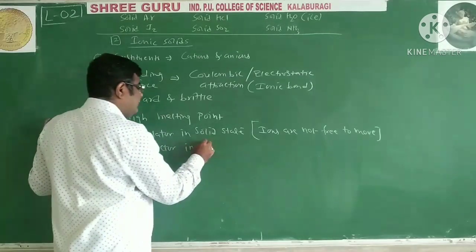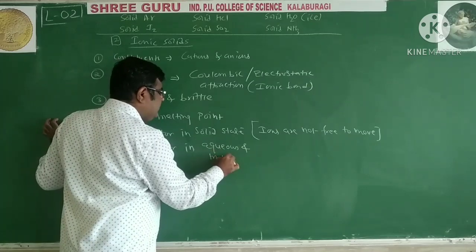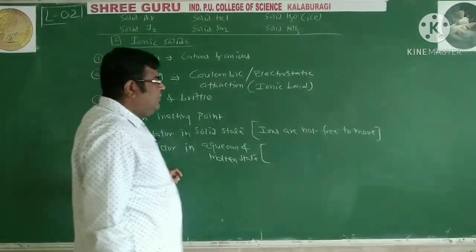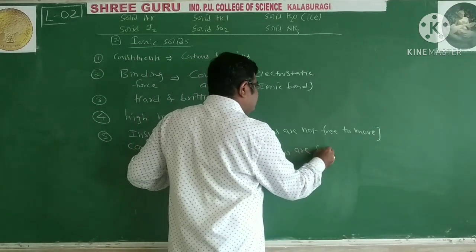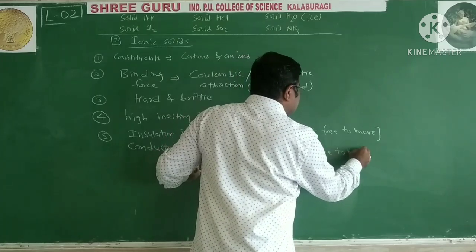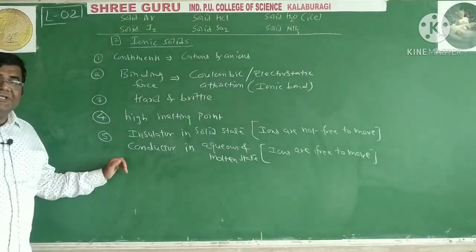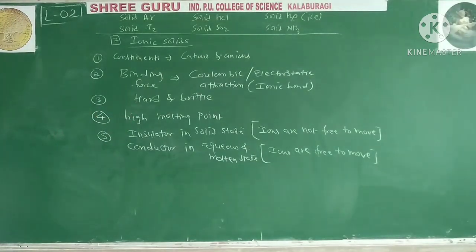in aqueous and molten state. Why is it so? Because ions are free to move about and they can carry the electric current. They can discharge at opposite electrodes. And in that process they carry the current.